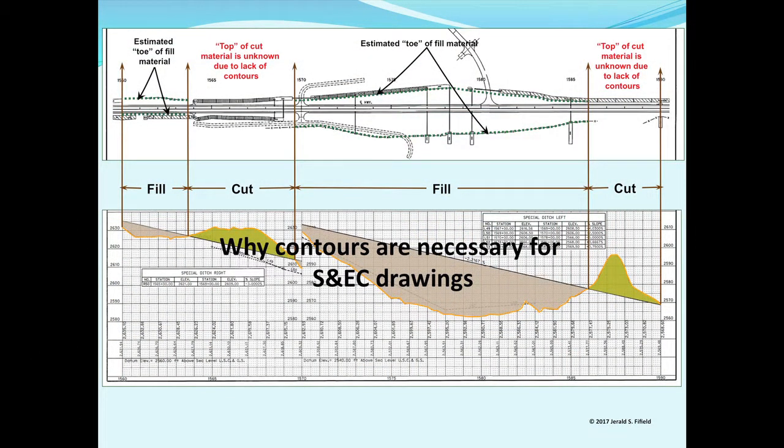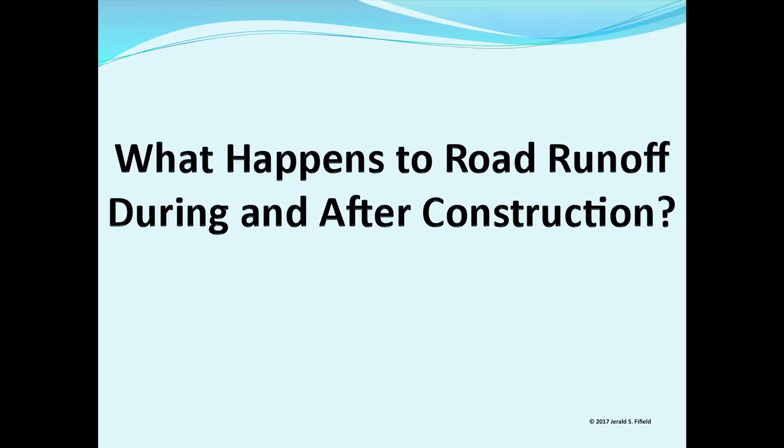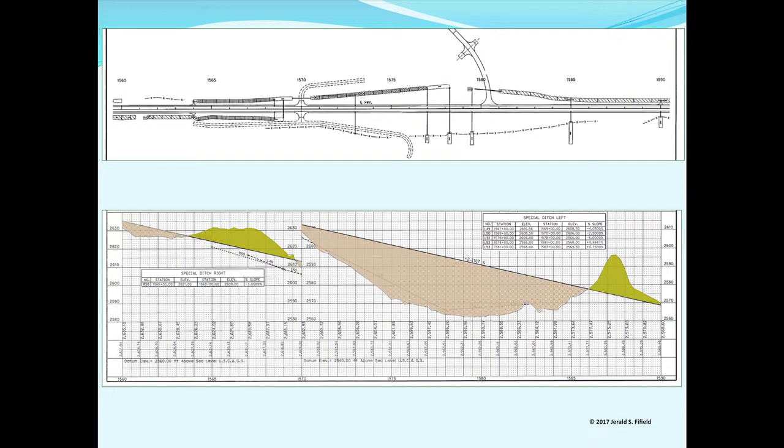But you can see here how much fill they're doing. And remember, your profile is based on just right down the center line of the road. So this tells me what's happening at the center line, but not a lot of what's happening outside of it. So what happens to road runoff during and after construction? Obviously something I want to know. I actually would like to know historically where runoff goes. But from this drawing, I can kind of figure out where runoff is going during construction.